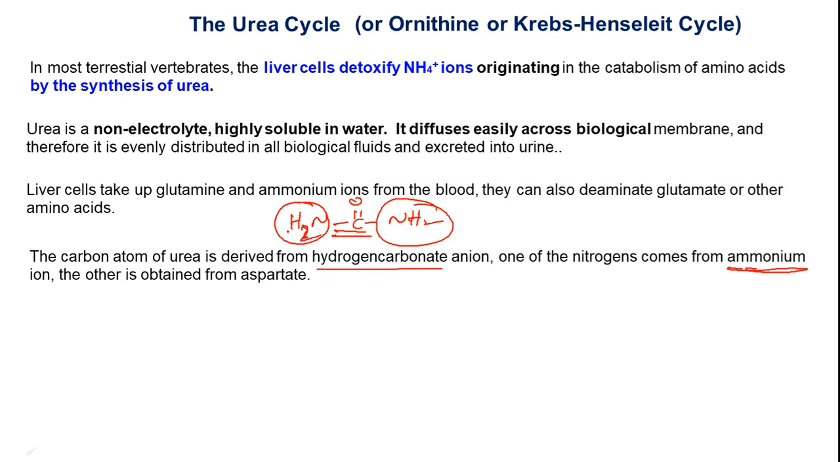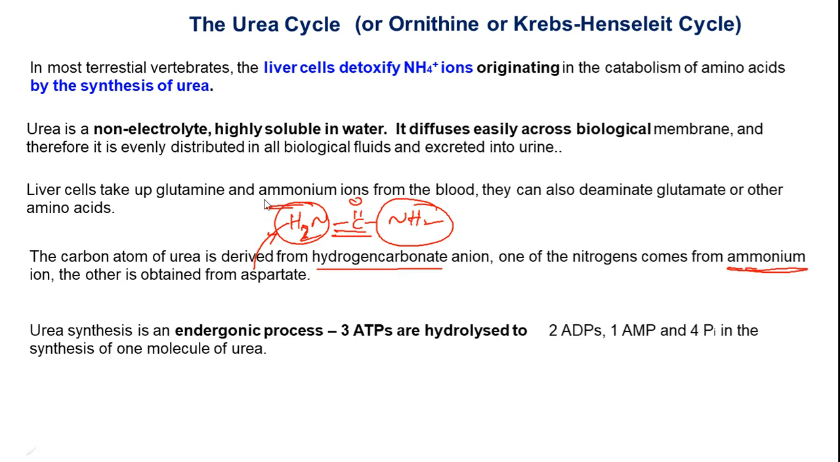And the amino group over here is actually derived from aspartate. Okay, so in the urea cycle so many things will happen. And in one of the steps, aspartate actually provides this amino group. Now let's see. Urea synthesis is a highly endergonic process where 3 ATPs are utilized.